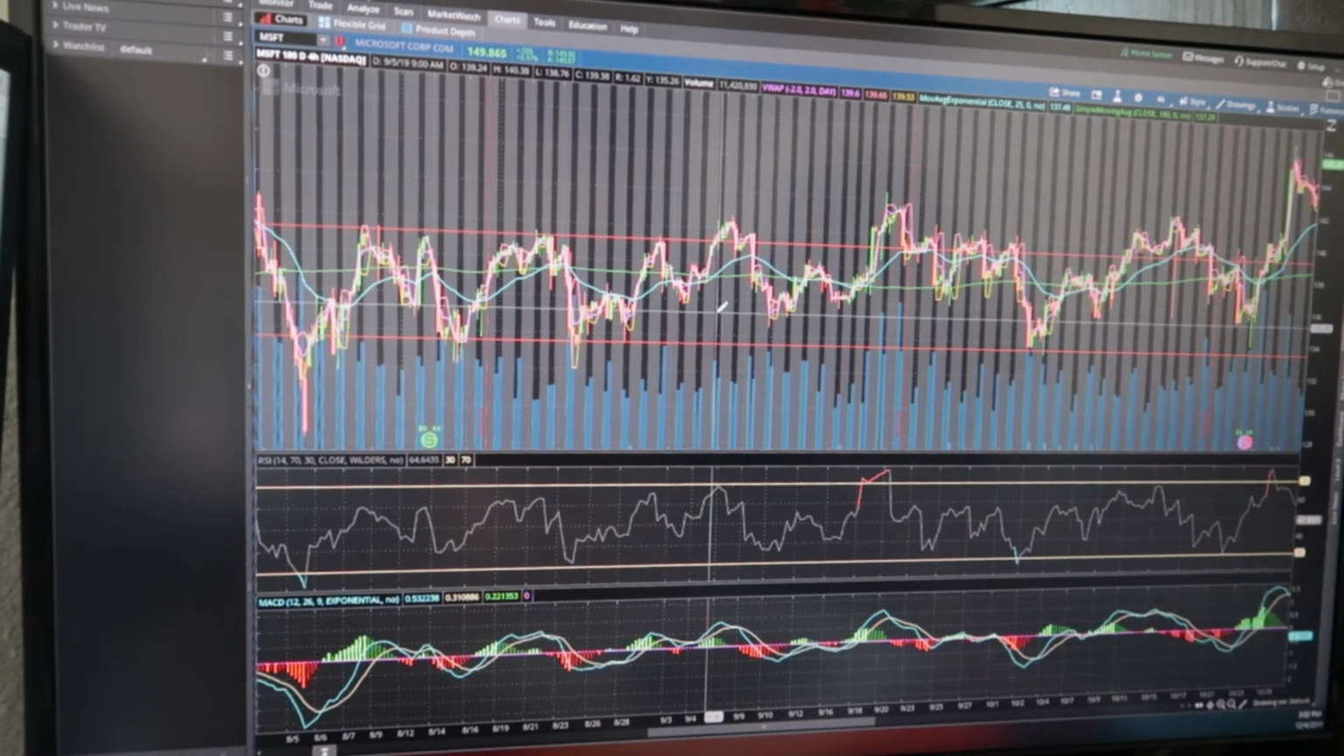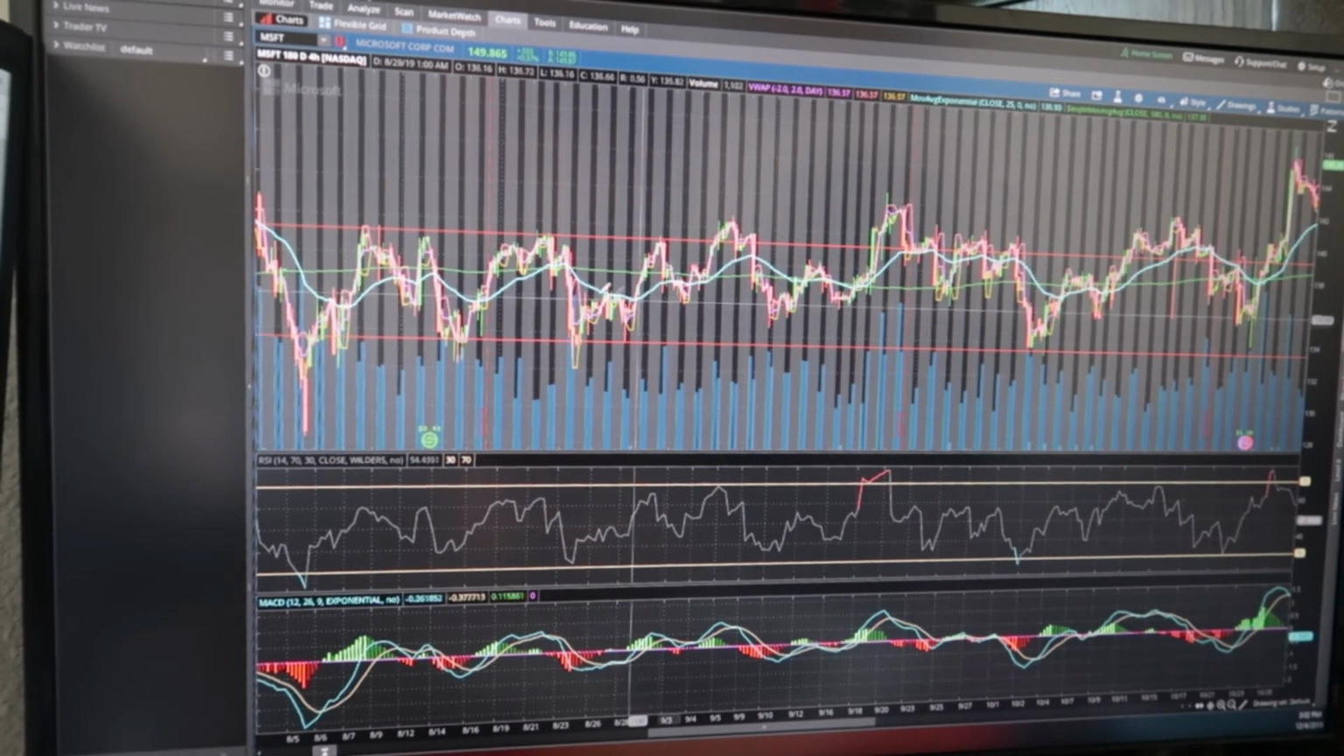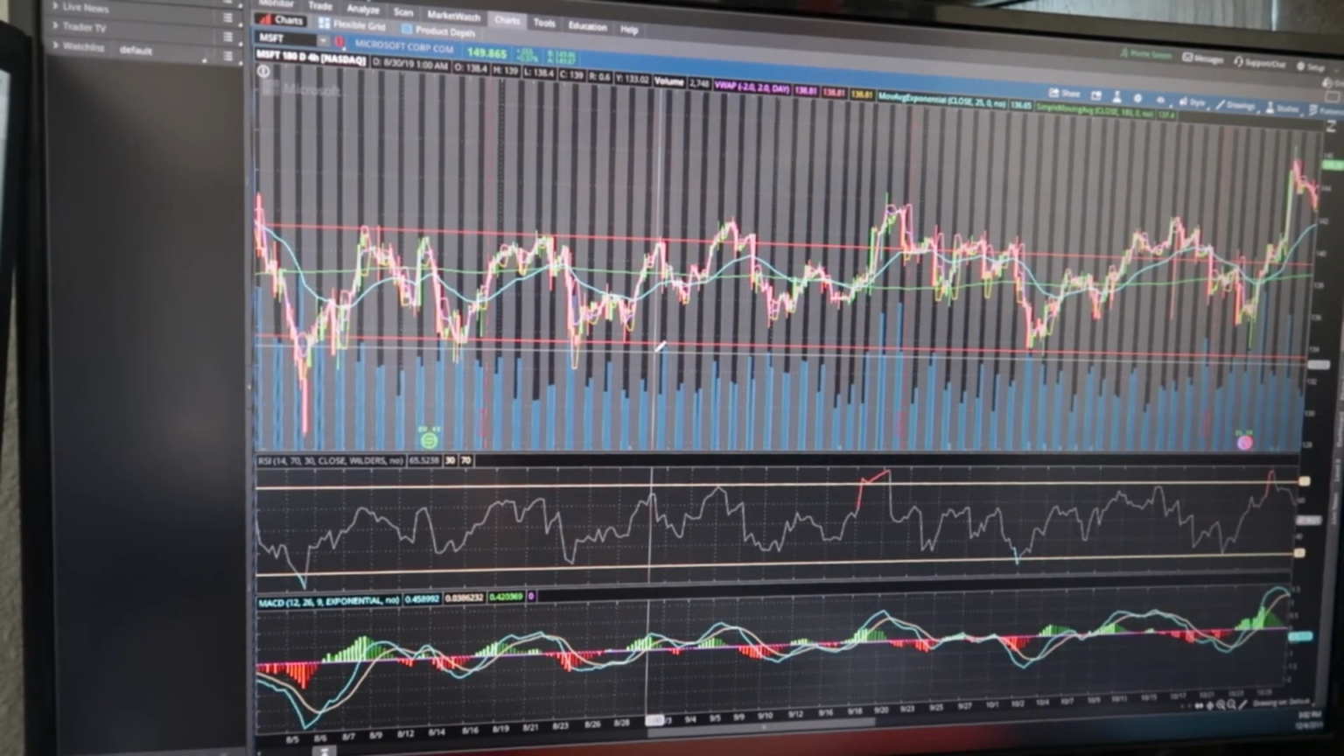Just wanted to make a quick little video telling you guys what levels of support and resistance are, what they mean within a specific stock.